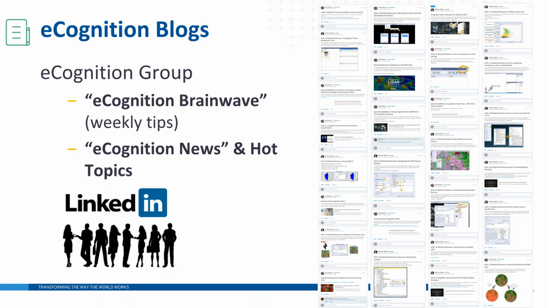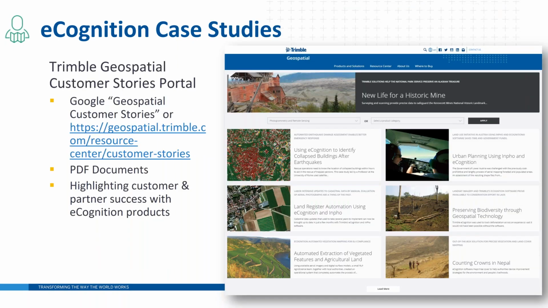Beyond this, we also have case studies. There's a whole host of case studies. So if you're looking for more examples of how eCognition has been used by other folks out there, maybe inspiration for how your organization can also leverage eCognition, you can access these at the Trimble Geospatial Customer Stories portal. Here's the address. You can download these PDF documents and read through the highlights of what's going on with other eCognition users around the world.